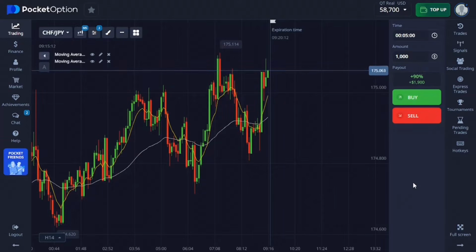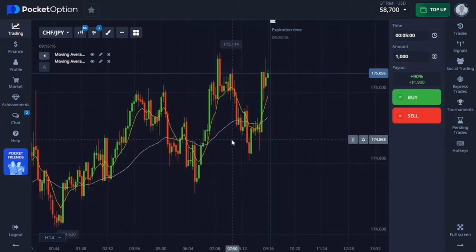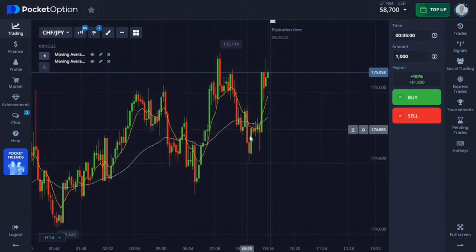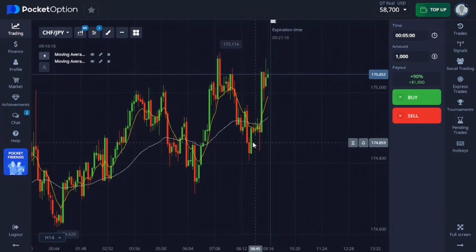So what we're going to be focusing on here with the moving averages is if the 8 EMA is above the 50 EMA, the market is considered to be in an uptrend. So we'll look for buys. And if the 8 EMA is below the 50 EMA, the market is considered to be in a downtrend. So we'll look for sells. We will be combining what the moving averages are telling us with my breakout strategy.